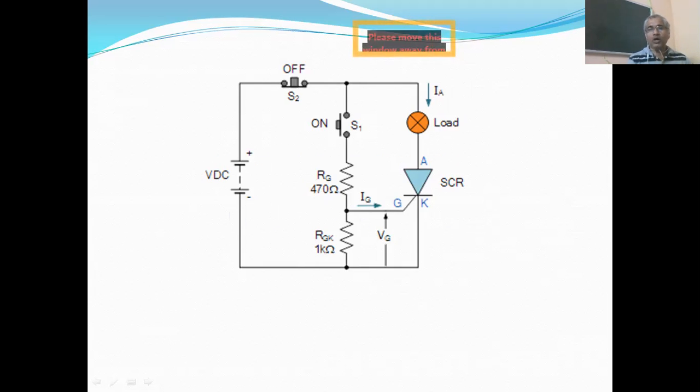So this is all about the switching devices, that is the UJT, field effect transistor and SCR. So if you have any doubts, you can ask me directly. So this is all about the SCR. Now here our third unit is completed.